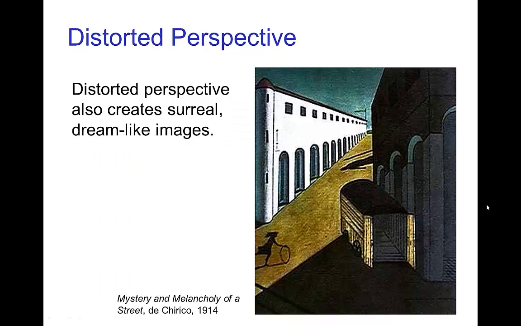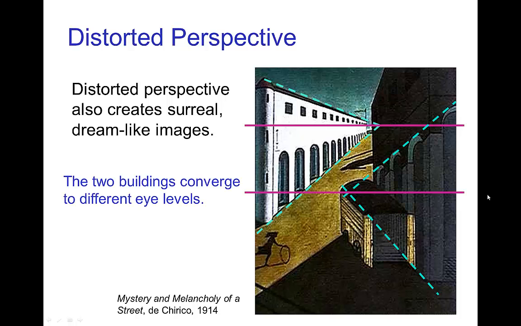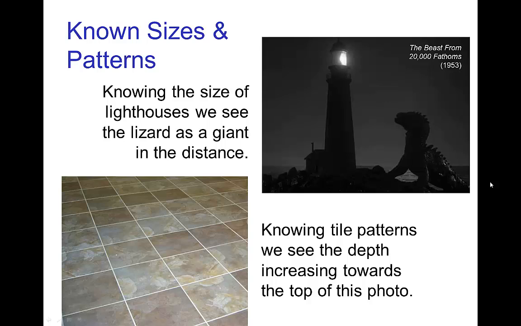Perspective is also something that can be distorted to create surreal, dreamlike images. This painting has very strongly distorted perspective. The parallel lines on these buildings converge back to two different eye levels for the two buildings. Of course, this was an intended effect by the artist.